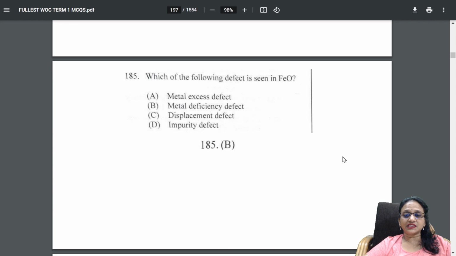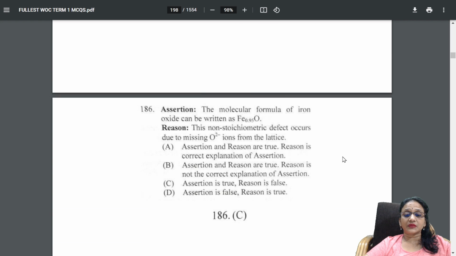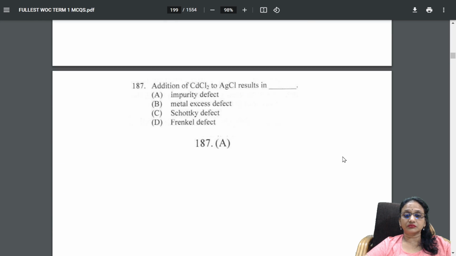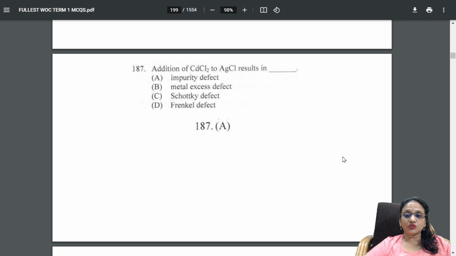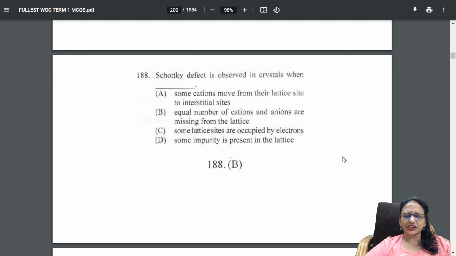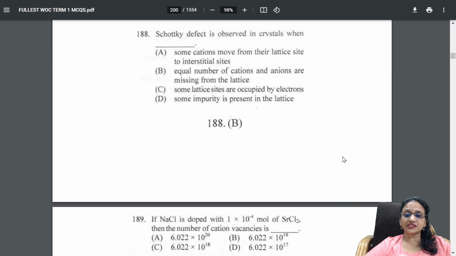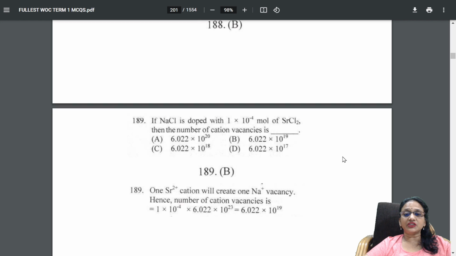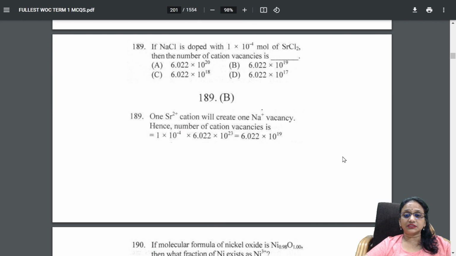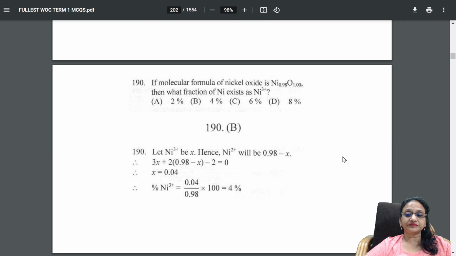Which of the following is seen in FeO? Yes, this is one more. One more assertion and reasoning question is here. Cadmium chloride to silver chloride. One more question is here. This is a Schottky defect question. Very nicely, very interestingly, they have given you the options also. Yes. So check this carefully.